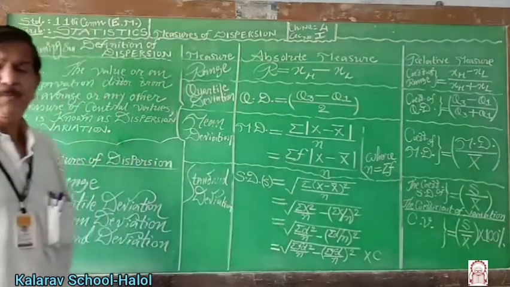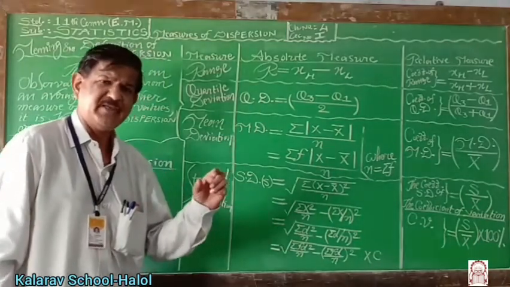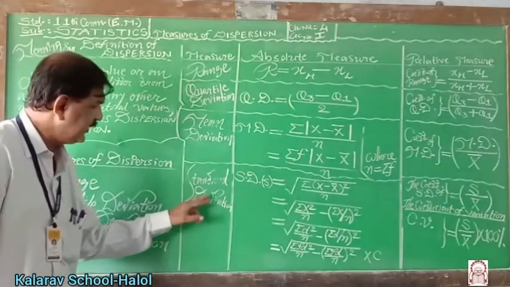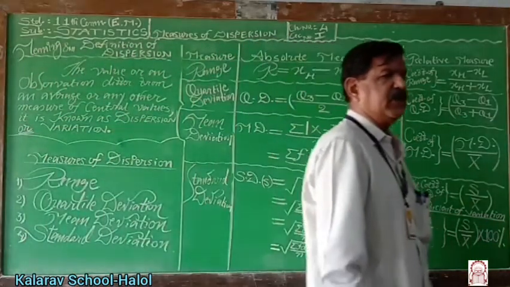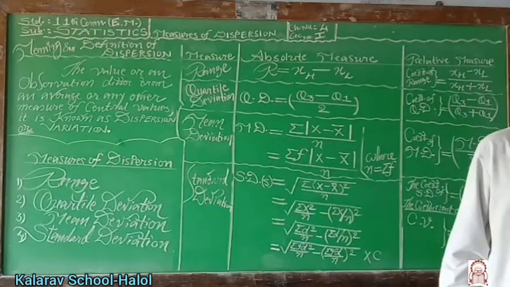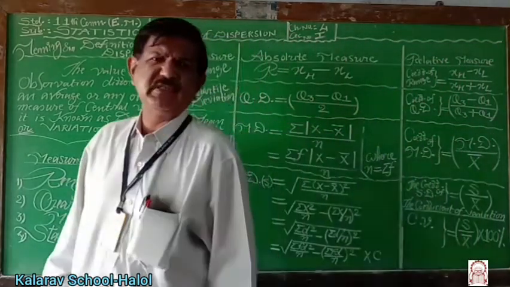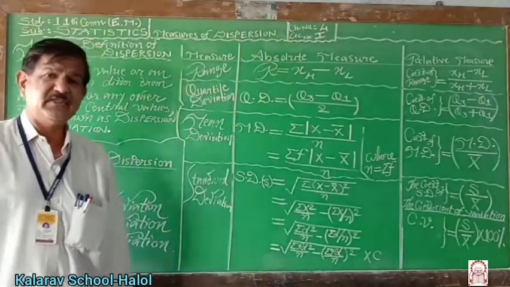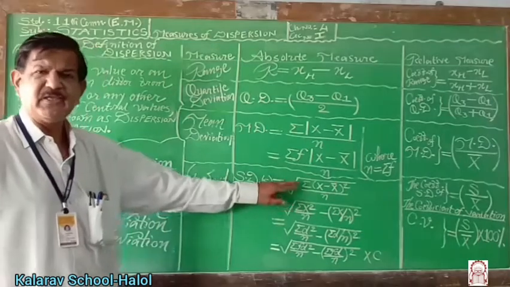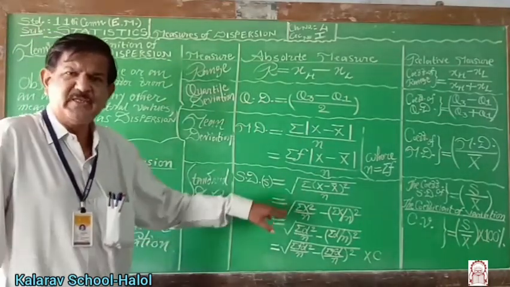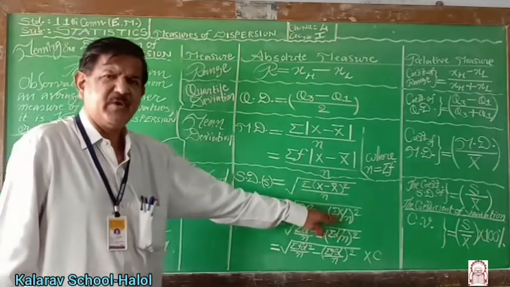The main and important measure of dispersion is standard deviation. Standard deviation is the positive square root of the sum of the squares of the deviations of the observations taken from the mean, divided by the total number of items. That is the definition, but formula-wise, it is given by root of sigma x minus x bar whole square upon n, or root of sigma x square upon n minus sigma x upon n whole square.